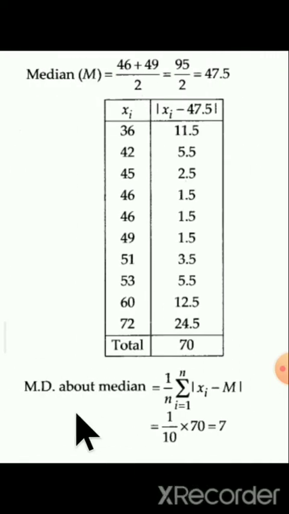Therefore mean deviation about median equal to 1 by n into summation of absolute values of xi minus m, means sum of this xi minus m, that is 70 divided by 10 equal to 7. So this is the required answer.